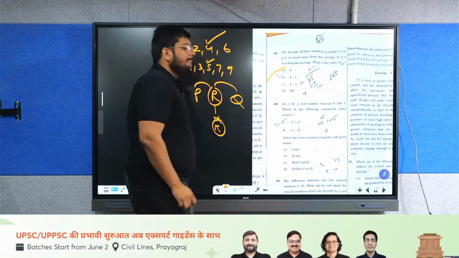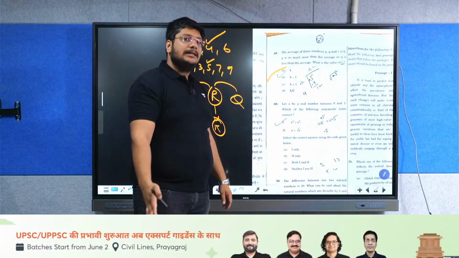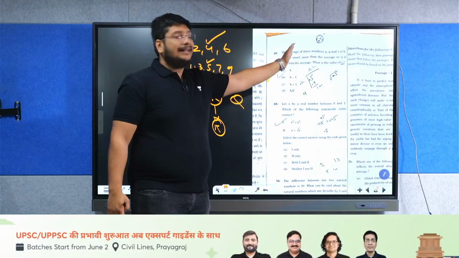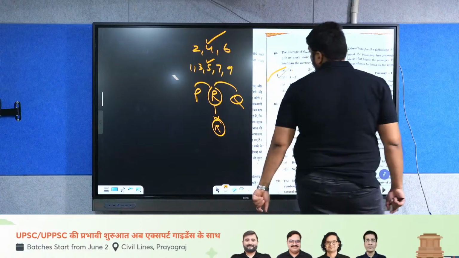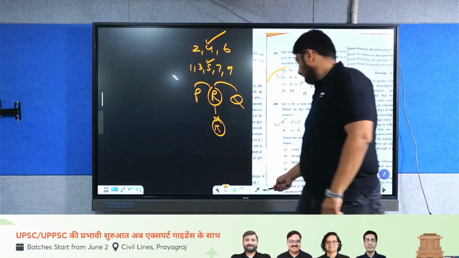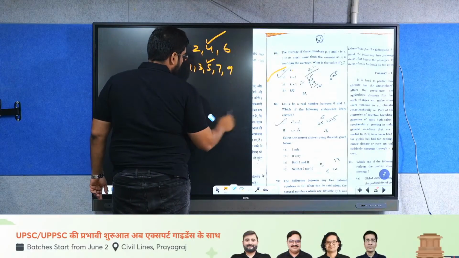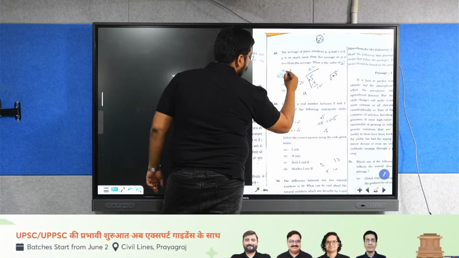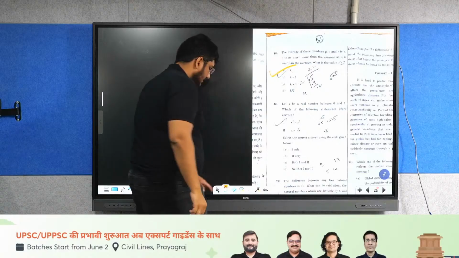A. If this is clear, this would automatically be clear that the middle term is the AP, middle term is Q, middle term is, sorry, R is, and average is equal to K, so R is equal to K. What is the value of R? K. Done? A. Next.